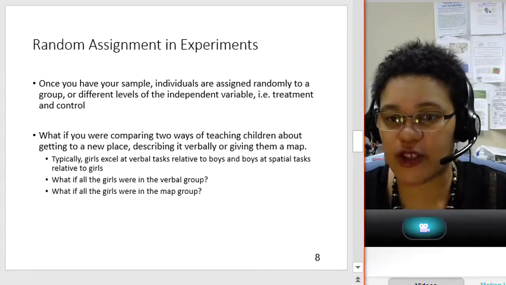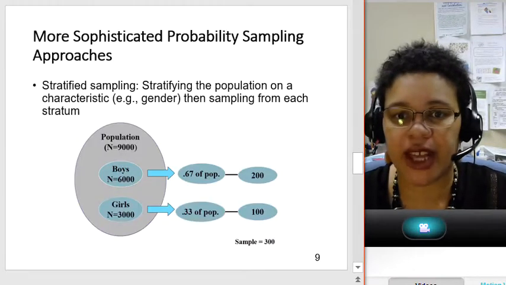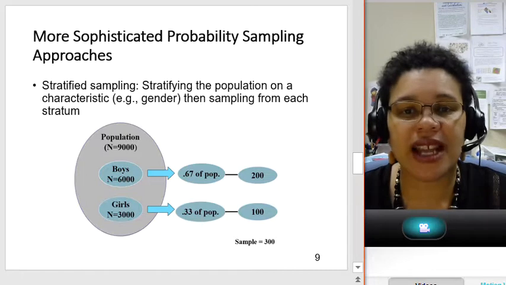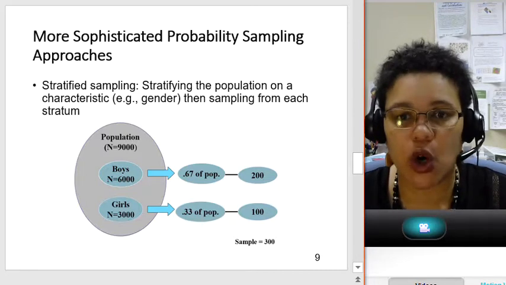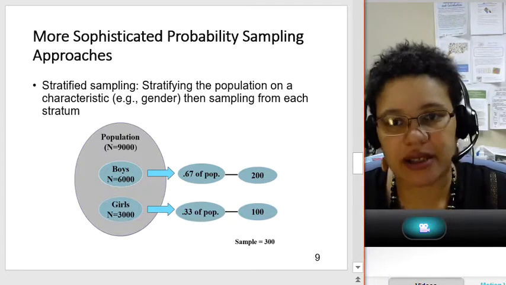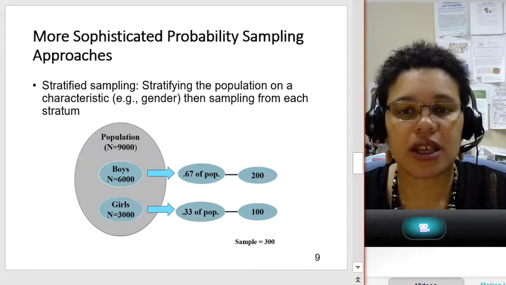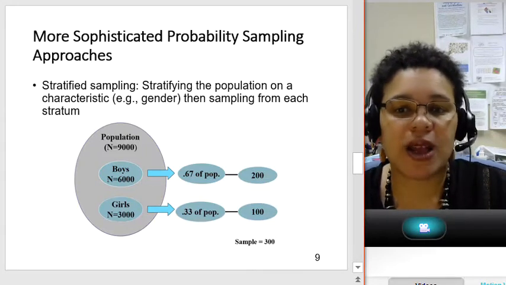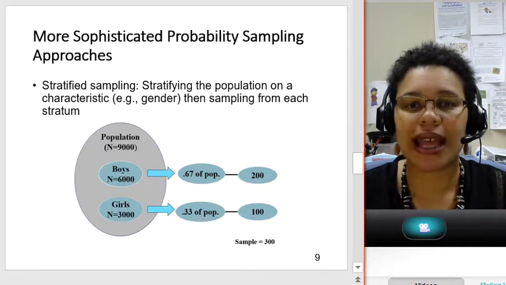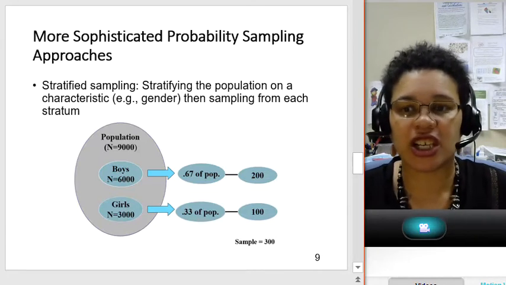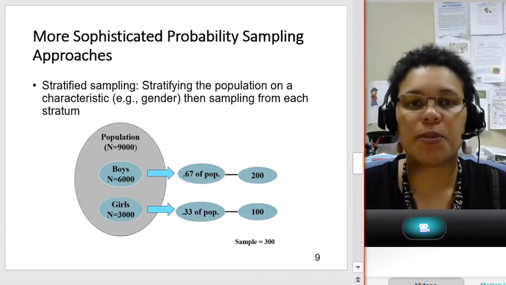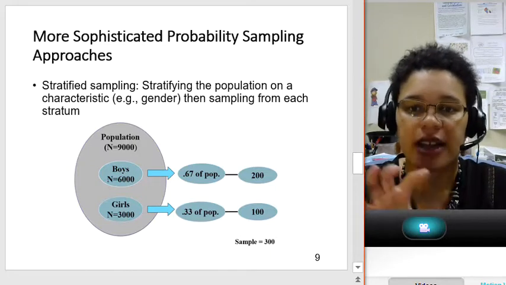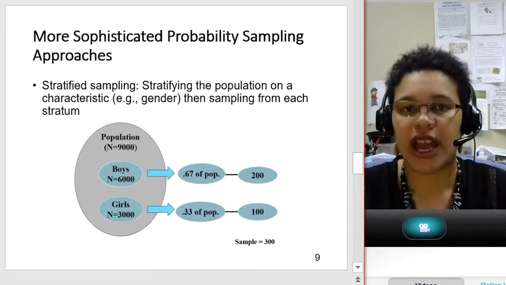Okay, so researchers were faced with this kind of problem. And they came up with more sophisticated probability sampling approaches. So stratified sampling means you're using some population characteristic to place individuals into strata, right? And then sampling from each stratum.